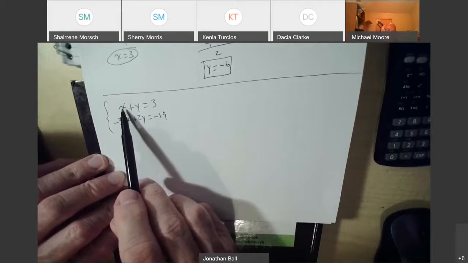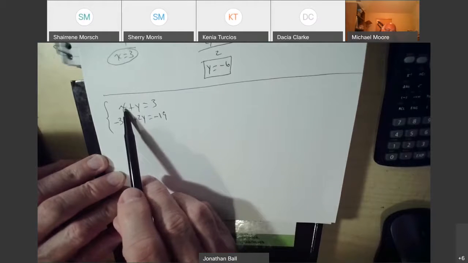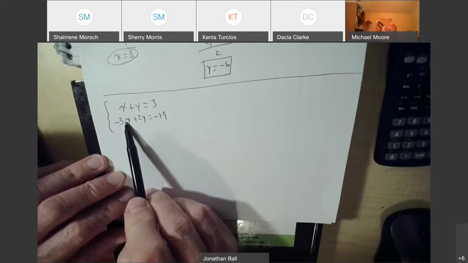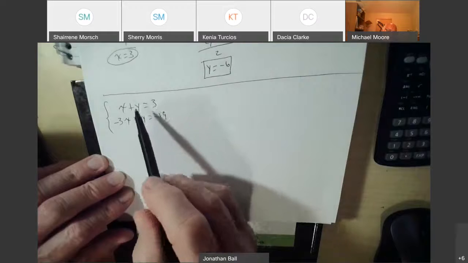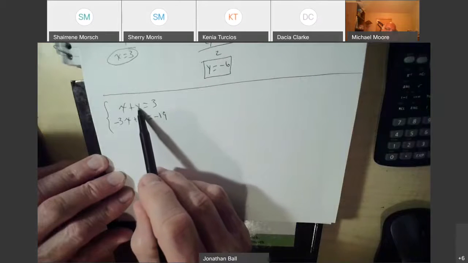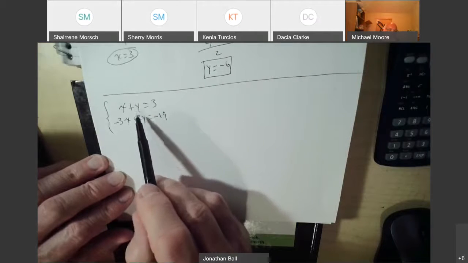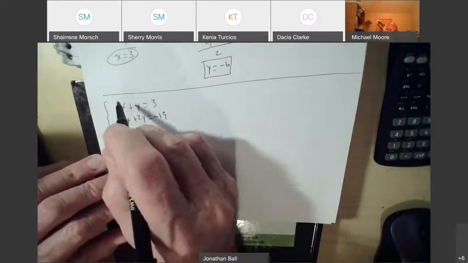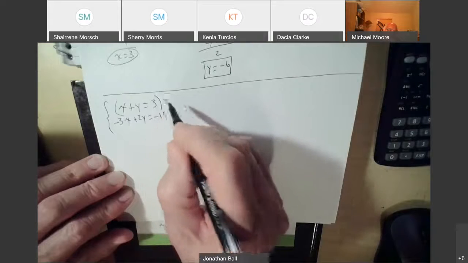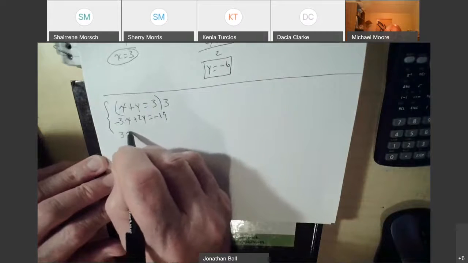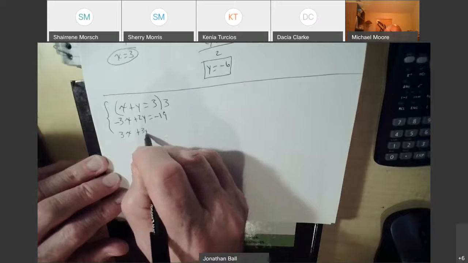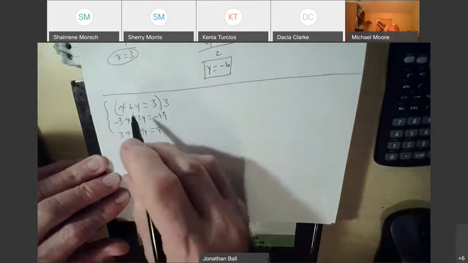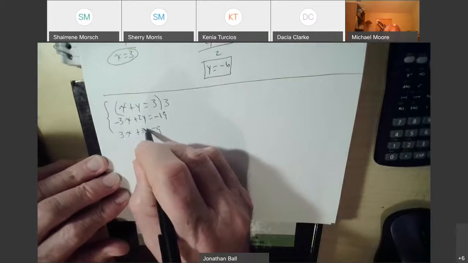We can multiply the top one by 3, and that would give us 3x, and that's the opposite of negative 3x. And that's what we want. We want the opposite. Or we can multiply the top one by negative 2, and we get negative 2y plus 2y. Why don't we do this one by 3? And we'll get 3x plus 3y equals 9. Multiply everything in here by 3.